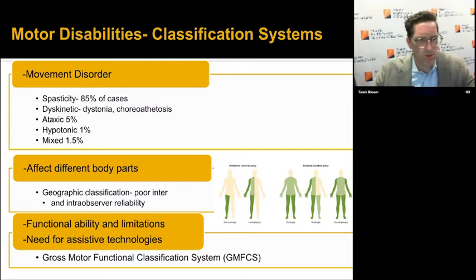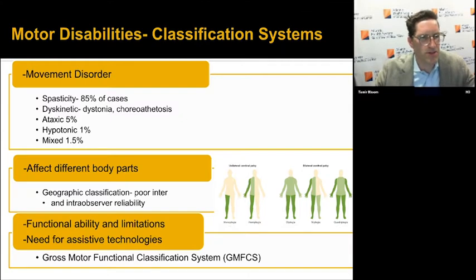And because there's such a wide variety of phenotypes with CP, we want to try to categorize these patients in a way that is helpful in both management as well as assessing outcomes. And so there have been a number of different classifications that have been developed. I'll discuss three of them, the most common ones that are used. So the first one is based on the movement disorder or motor disorder.